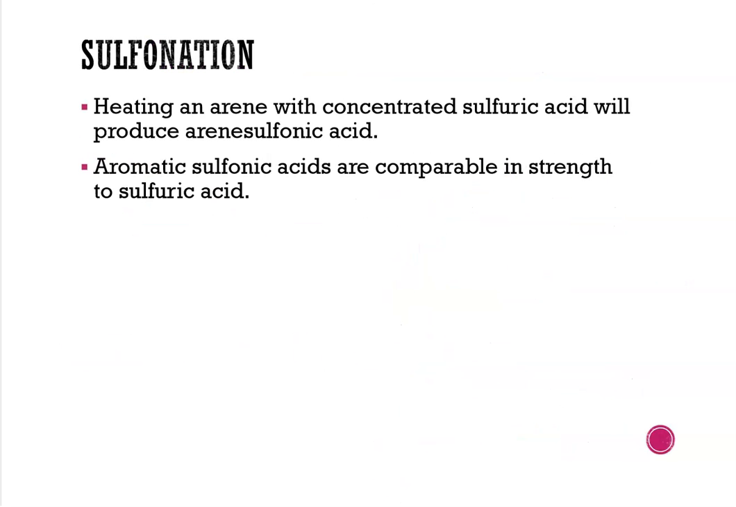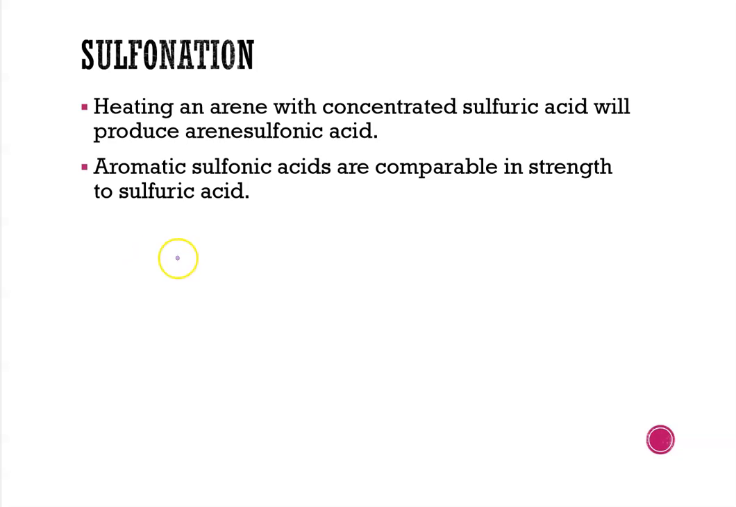All right, next up we have sulfonation. So if you heat an arene with some concentrated sulfuric acid, you produce what are called arene sulfonic acids. An aromatic sulfonic acid is comparable in strength to sulfuric acid, so it's a pretty strong acid that we're looking at here. All right, so how does this work?